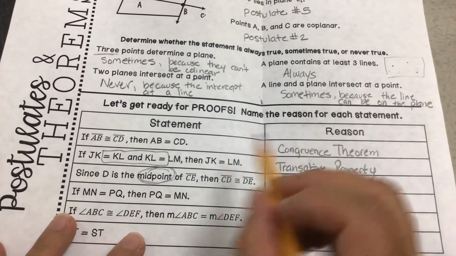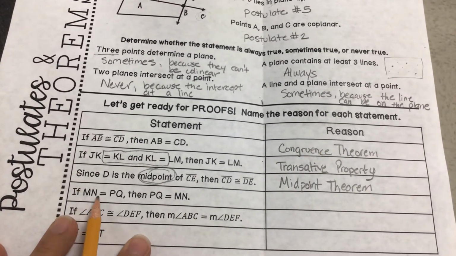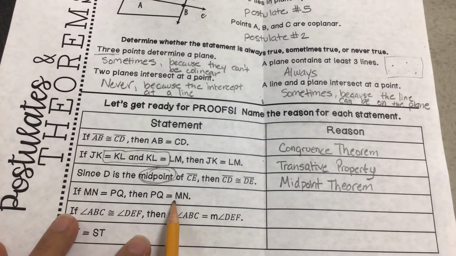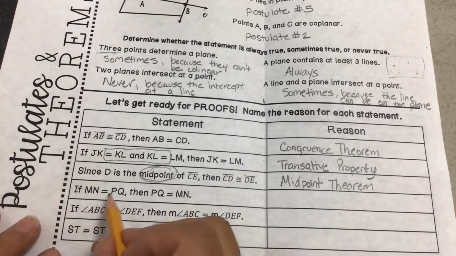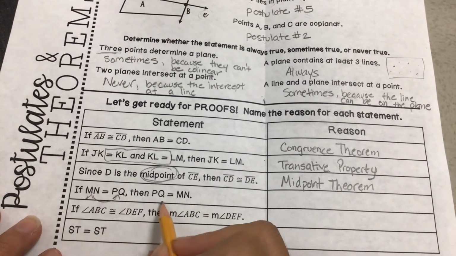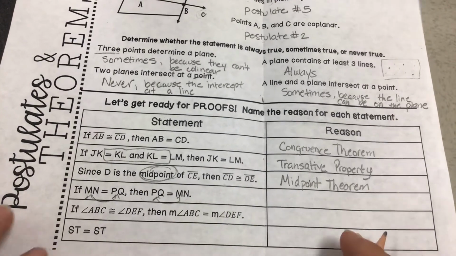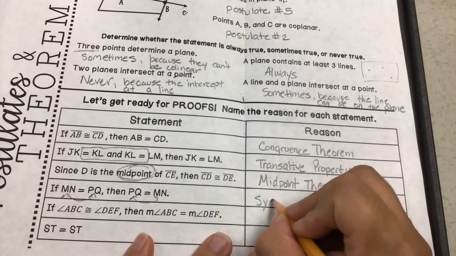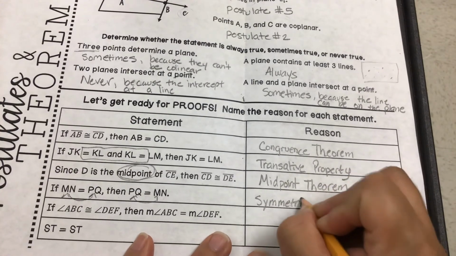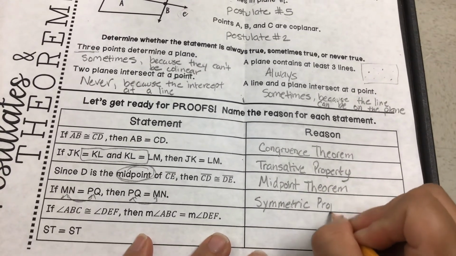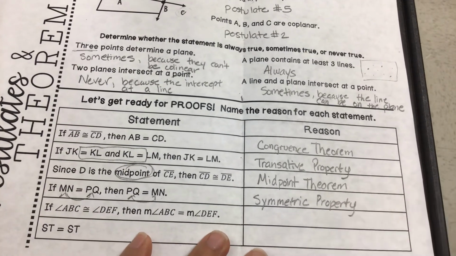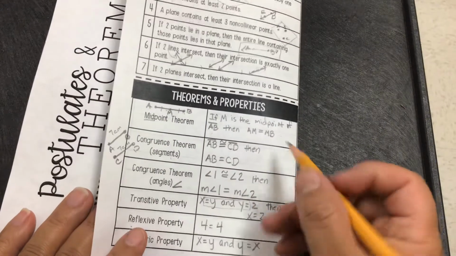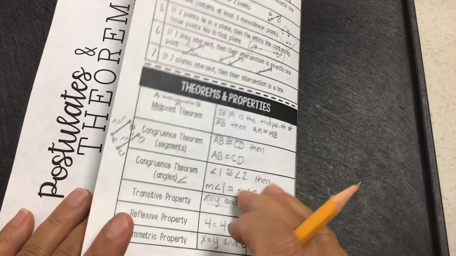Next, it says if MN is equal to PQ, then PQ is equal to MN. So what they did was change the order. They just changed the order. That would be the symmetric property. Again, if you did not know that that's the property, what you would do is just look back over here and see which one best fits.